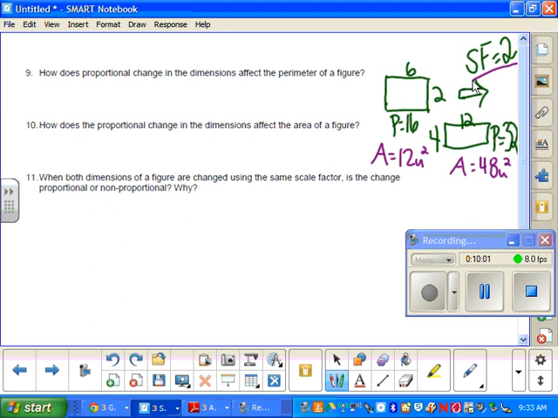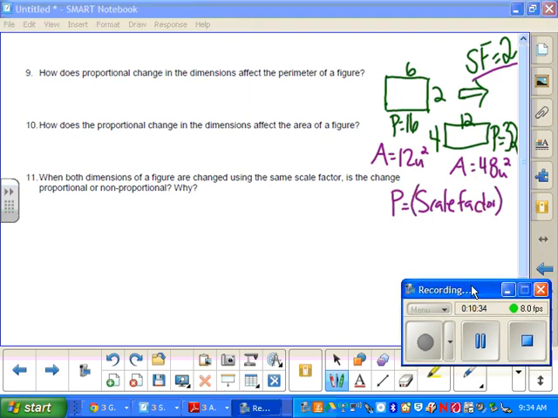So now we have to think to ourselves what happened when we did this. We used the scale factor of 2, and when you find the perimeter, you can multiply 16 times 2 to get the new perimeter of 32. So we'll just go ahead and write the perimeter is scale factor times your original perimeter, actually, guys.